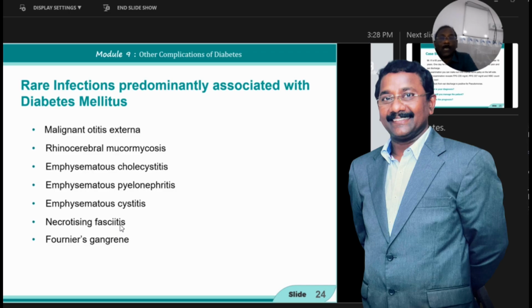Emphysematous cholecystitis, pyelonephritis, cystitis, necrotizing fasciitis, where the muscles are damaged and necrosed, and Fournier's gangrene. These are very specific and rare infections predominantly associated with diabetes. Once you see Fournier's gangrene, definitely you have to rule out diabetes. Once you see necrotizing fasciitis, even if there is no history of diabetes, you have to ask the sister to get the blood sugar done immediately. These are very special infections, and left untreated they carry a lot of morbidity and mortality also.